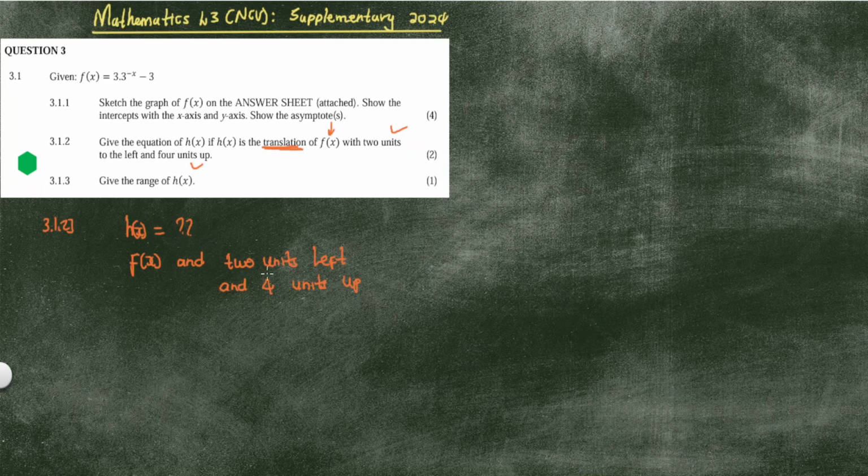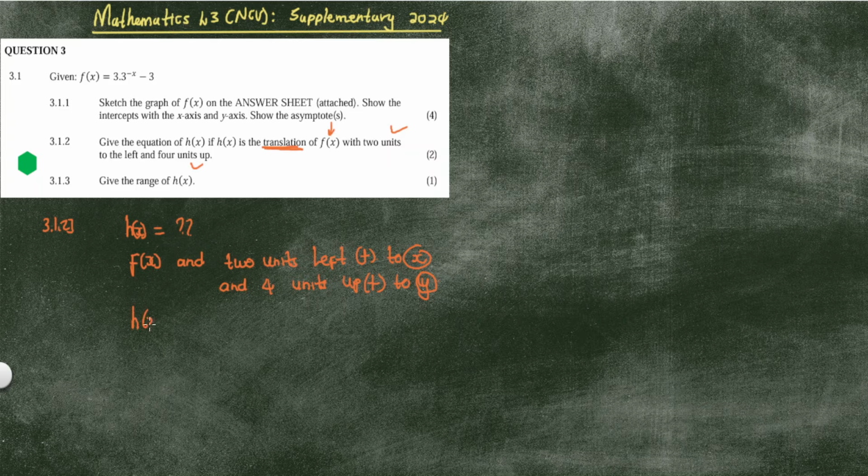So if we move a function by some units left, you're gonna add to x. If you're gonna move a function up, you're gonna add to y, right? If you were moving it downward, you were gonna subtract. If you were moving it right, you were gonna subtract. This is how we deal with our translations in any given function.